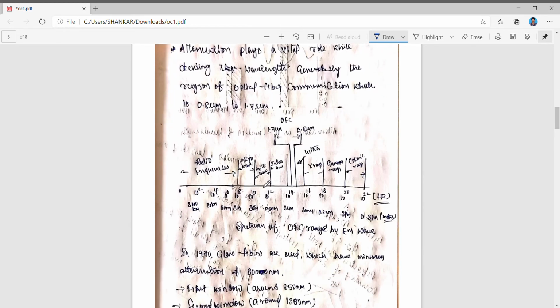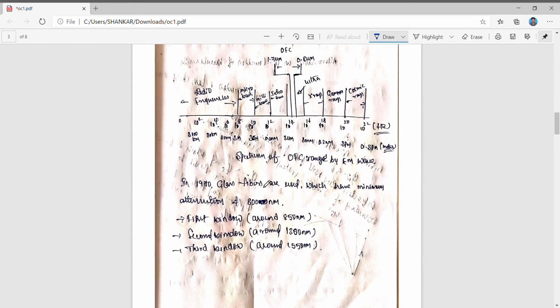Okay, so see the diagram here. The diagram represents the spectrum of the optical fiber cable range within the electromagnetic waves. Here it represents the electromagnetic wave range, and in that electromagnetic range we choose the particular spectrum bandwidth for the optical communication system. The bandwidth from 0 to 10 to the power 8 Hz of frequency is assigned for the radio frequencies.